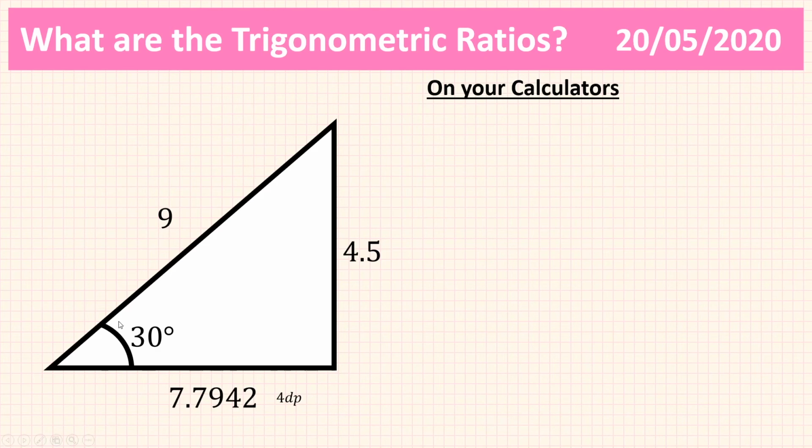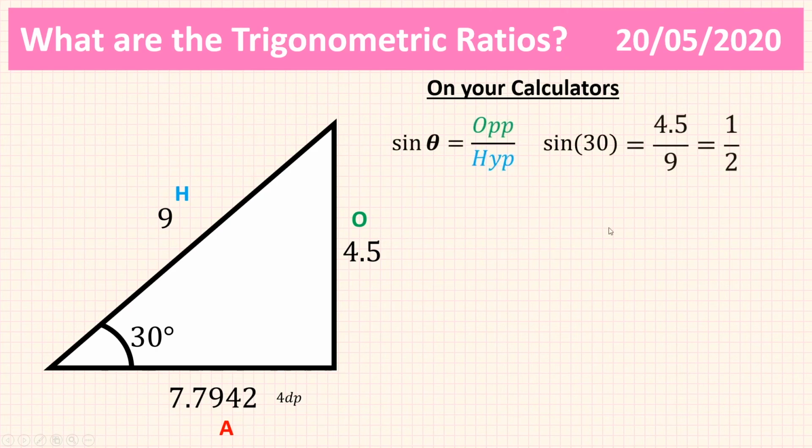So on my calculator, I know sine of 30 needs to be a half. So I'm going to check, is the opposite divided by the hypotenuse a half? Well, let's have a look. It is. So the opposite divided by the hypotenuse is a half, and sine of 30 is a half. So if I use the opposite and the hypotenuse, I still get a half. So I'm okay with sine of the angle. Let's check cosine of the angle. So cos of 30, we remember, was 0.866.